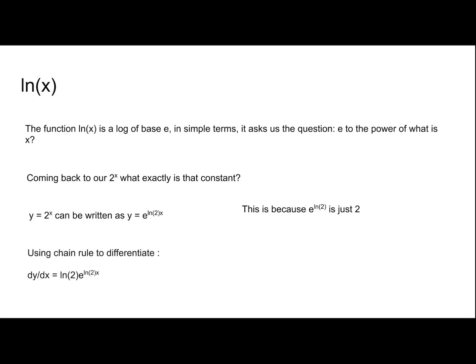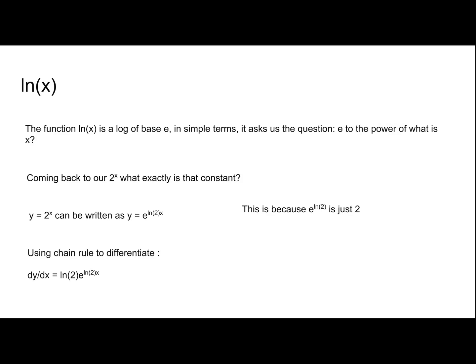If we differentiate this equation, the derivative of the power is ln of 2. If we bring that to the coefficient, we'll get ln of 2 times e to the power of ln of 2 times x. We just established that e to the power of ln of 2 is just 2. So this becomes ln of 2 times 2 to the power of x. And there we go. That's our magical constant. Our magical constant is actually just ln of 2 in this case.